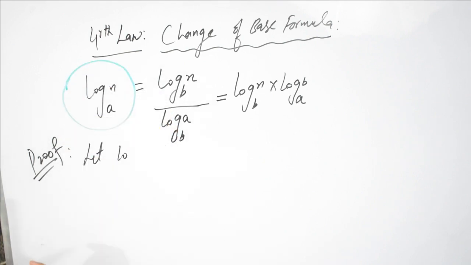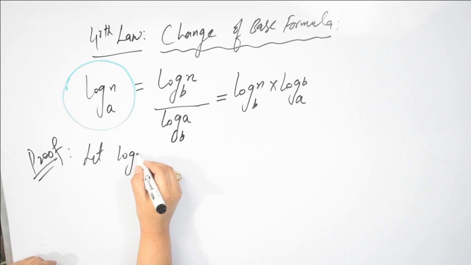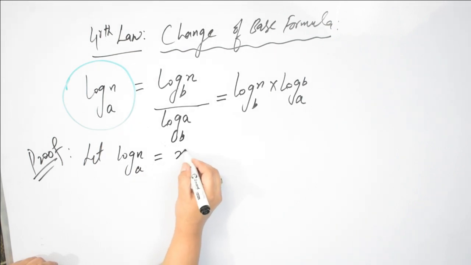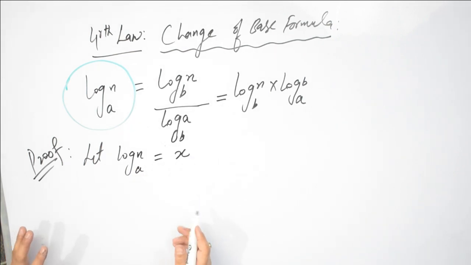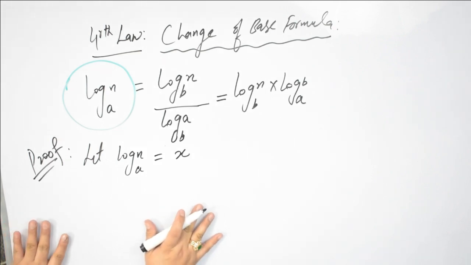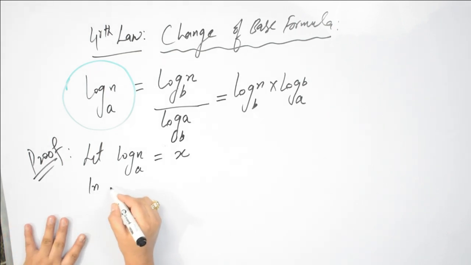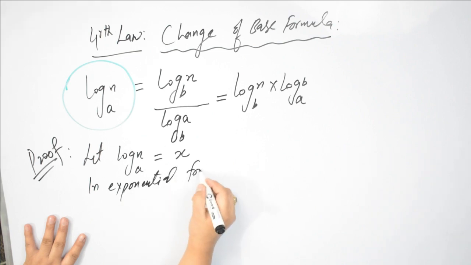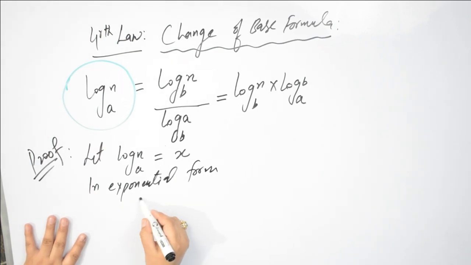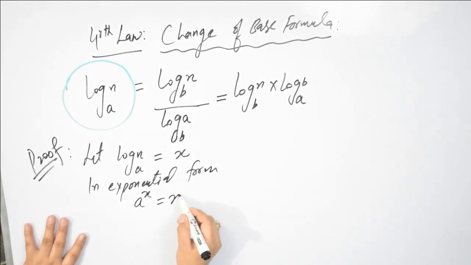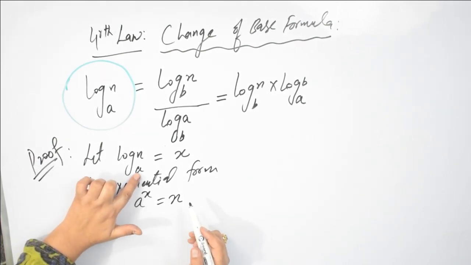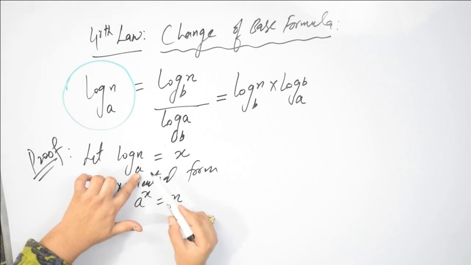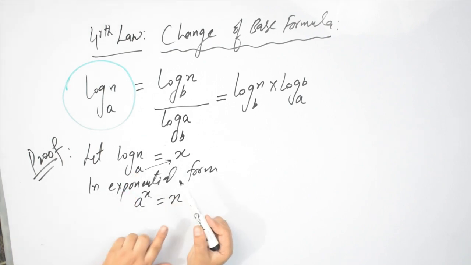इसको मैं लेट कर रही हूँ. Let log of n to the base a is equals to x, as we have done in the proof of previous 3 logs. So in exponential form, what is its exponential form? A power x is equals to n. This is exponential form. A raised to the power x, this exponent, is equals to n.